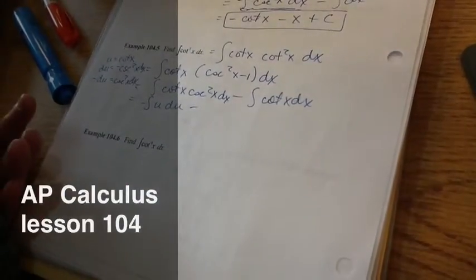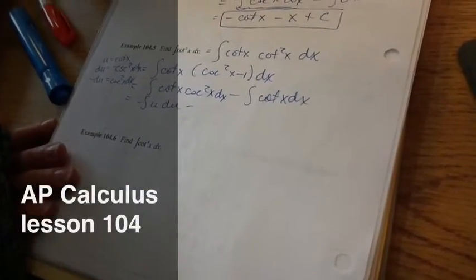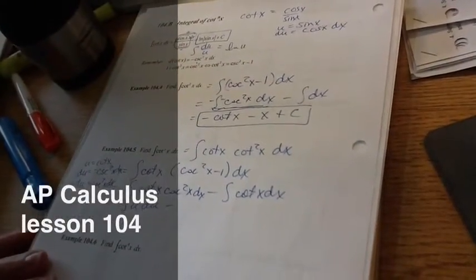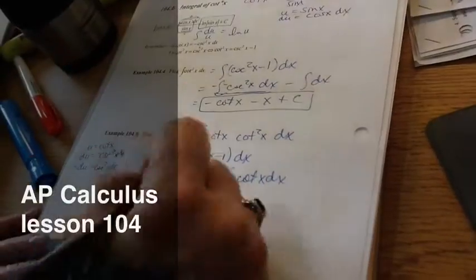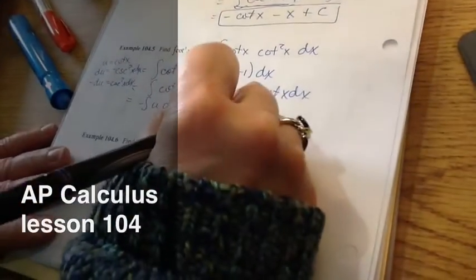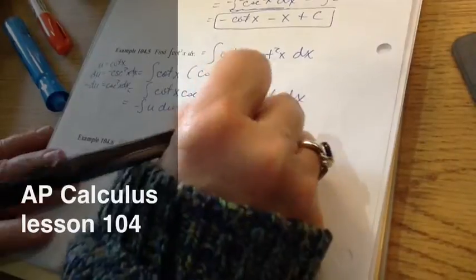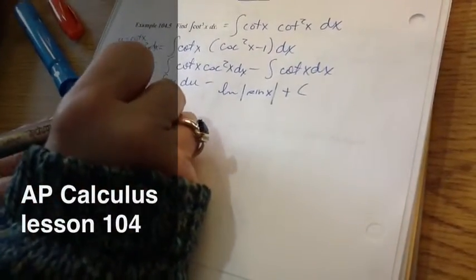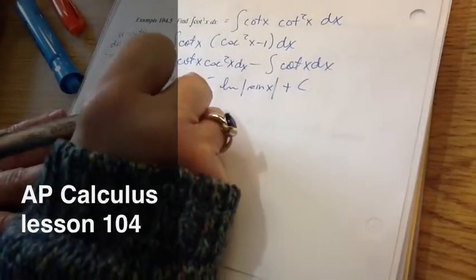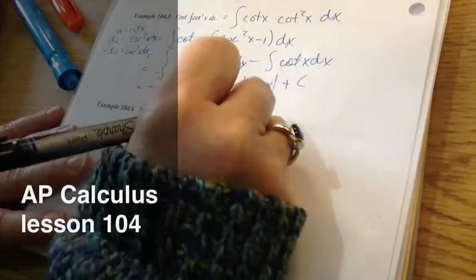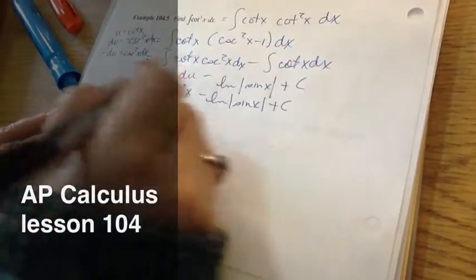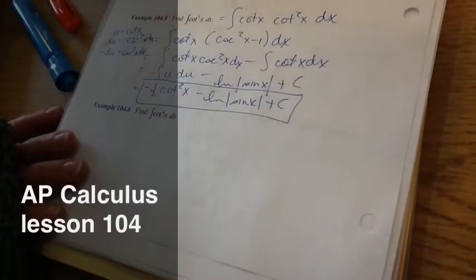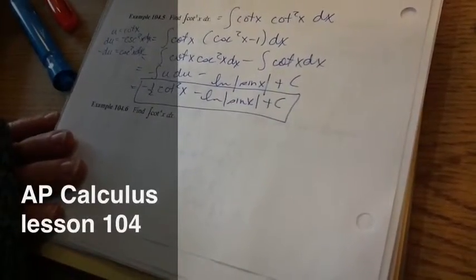Does anybody know what the integral of cotangent x is? Look at the top of the page. No, it's a derivative. What's the integral? This integral isn't too bad. Negative 1/2 u squared minus the natural log, the absolute value of sine x plus c. Do you see how this all kind of builds upon the other stuff? Yes, I do. Very last problem.